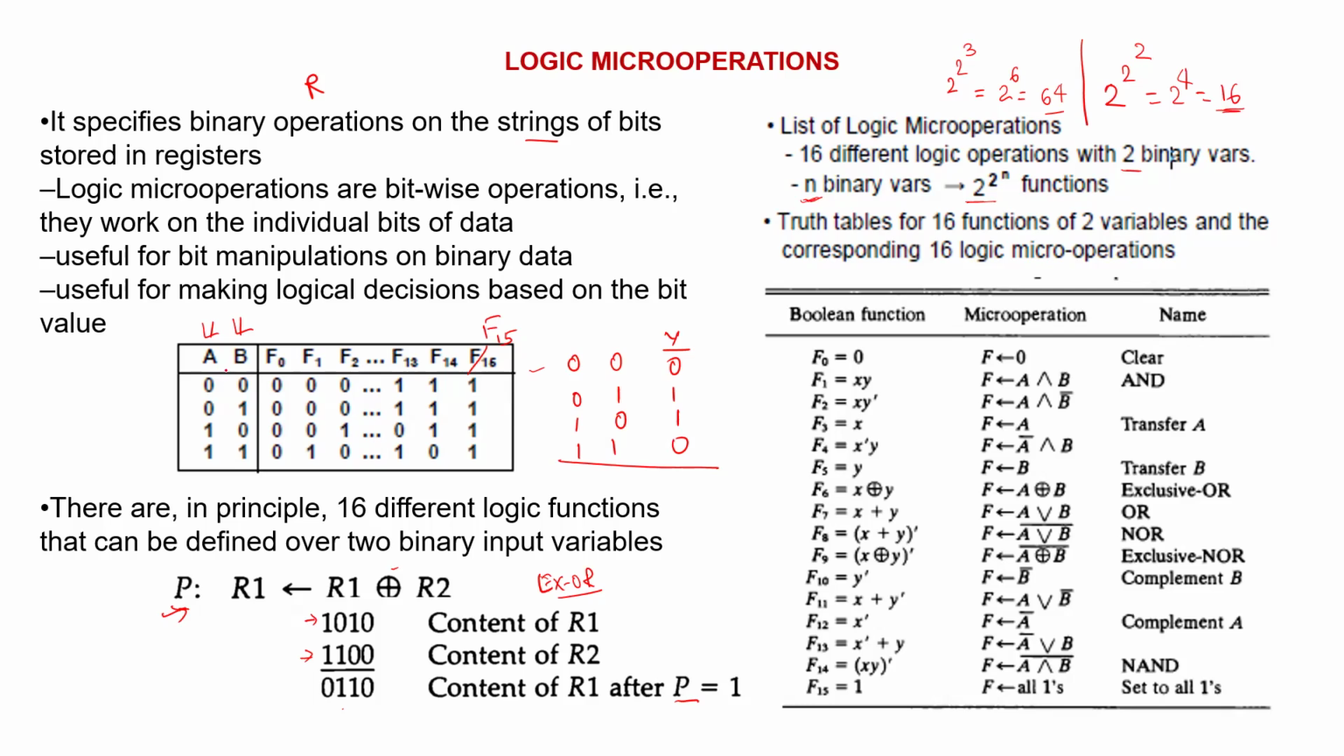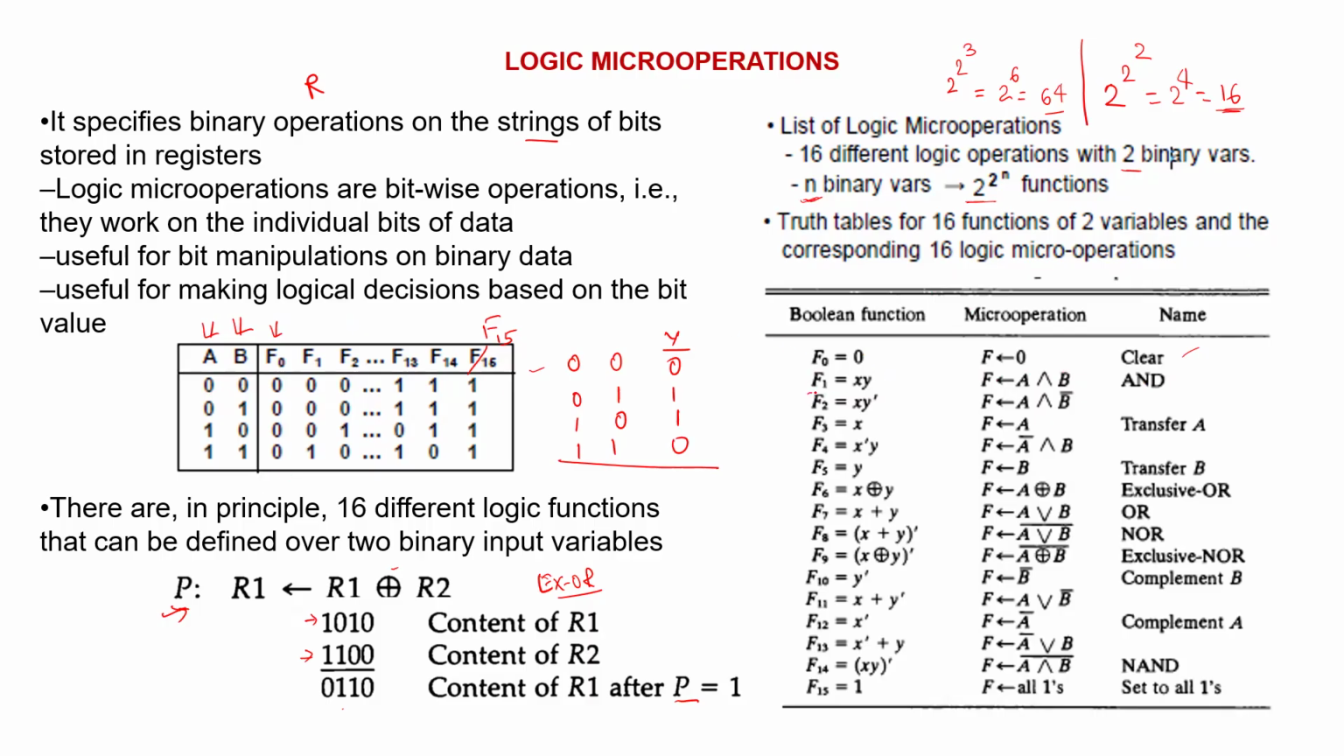Okay. Only 2 variables are here. So we have 16 logic micro operations here. The first one, F0, is going to have the value 0. So whatever contents are here, those contents are going to be cleared. Like here, if you see, F0 performs the clear operation. So whatever contents of A and B are there are being cleared here.